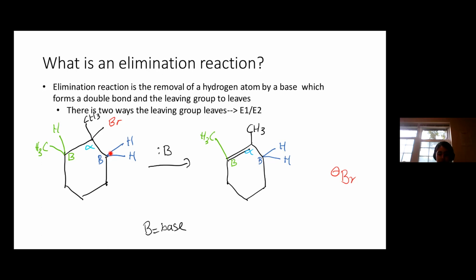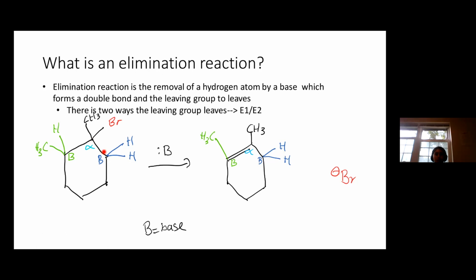And then the hydrogens attached to these beta carbons are going to be called beta hydrogens because they're attached to the beta carbon. So now that we know what these are named, an elimination reaction is essentially the removal of a beta hydrogen, so a removal of this blue hydrogen or this green hydrogen here by a base. This B right here stands for base. That removes the H, and then also the Br is going to leave. And with that, there's going to be a formation of a double bond.